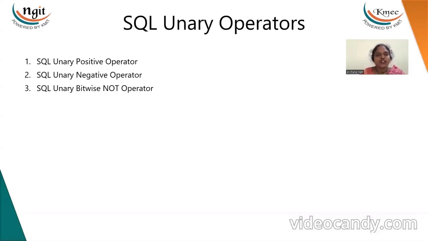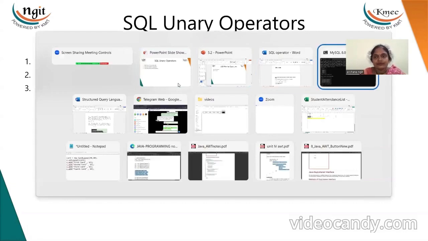The next type of operator is the unary operator. As we already know, dealing with operators, we have three different types. The first one is the unary operator, which acts upon a single operand. The second type is binary operators, which we have dealt with so far, which act upon two operands. The third one is the ternary operator, which is not supported in SQL. So let us go with the unary positive operator.